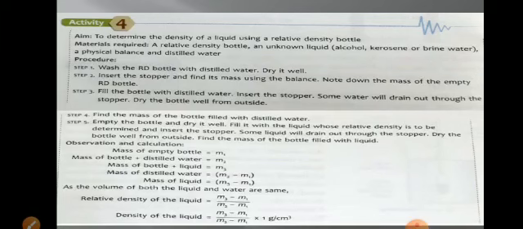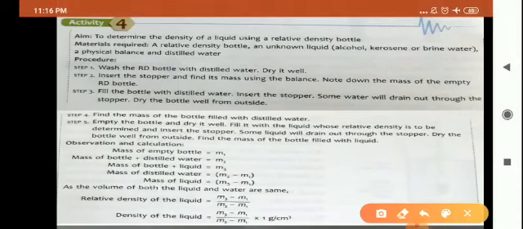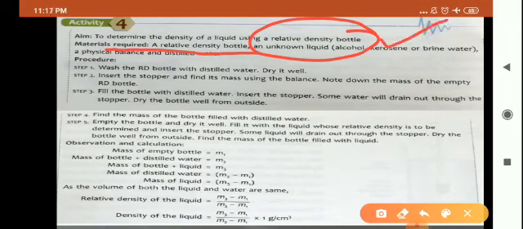Children, in the previous video, I have already taught you about the relative density bottle. Now in this activity, we are going to study how we can determine the density of a liquid using a relative density bottle. Means relative density bottle के साथ आप density of the liquid कैसे निकाल सकते हैं.